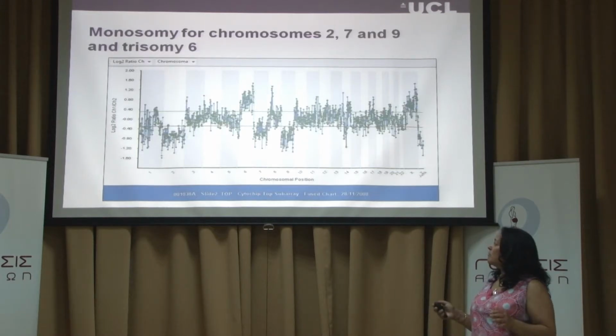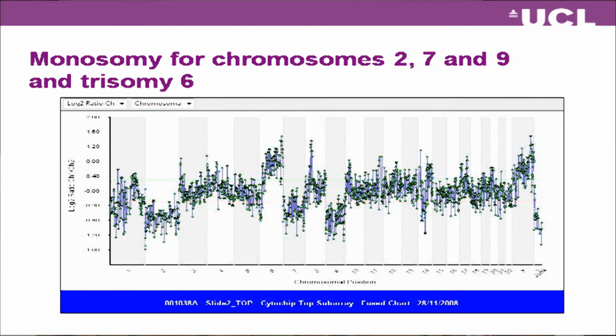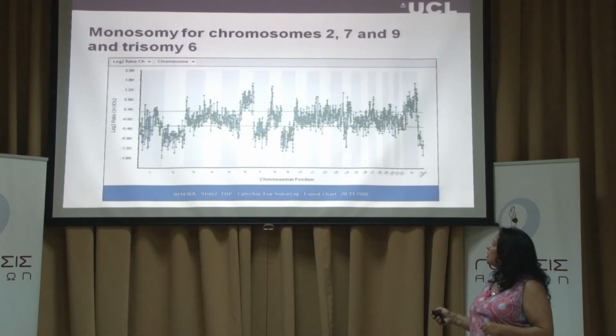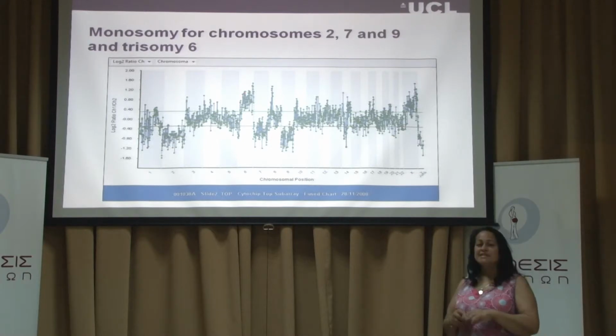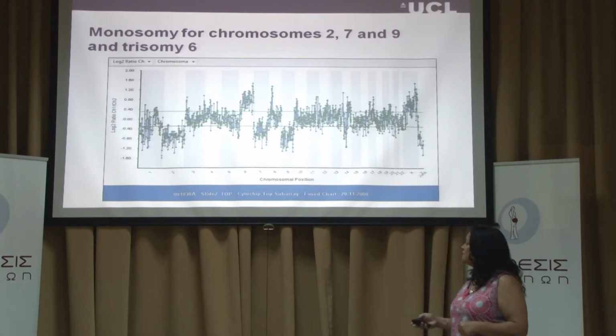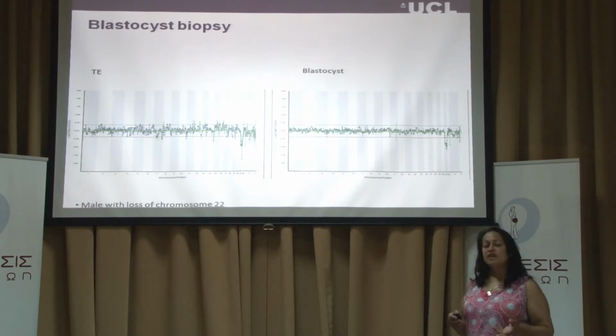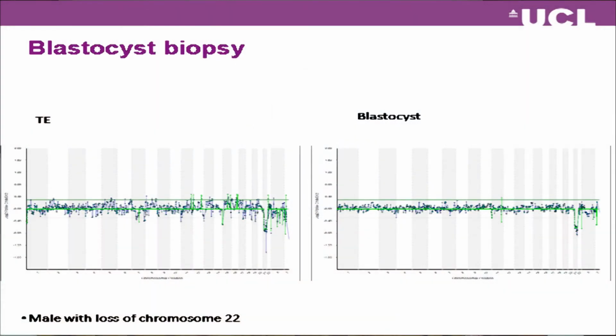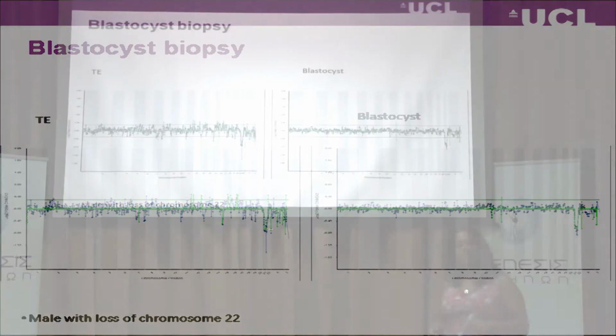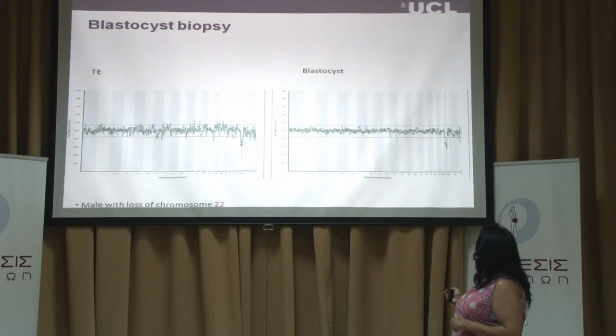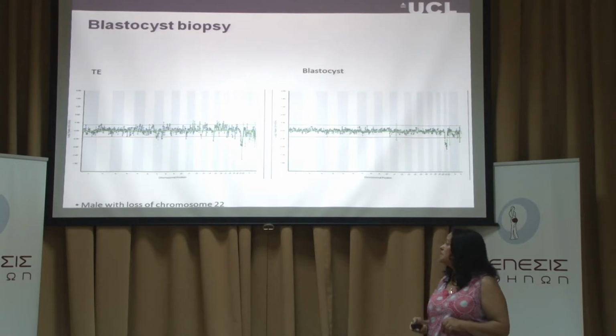This is from an embryo where everything was obviously totally crazy. It's actually monosomy for 2, 7 and 9, so there's loss of 2, 7 and 9, and trisomy 6. But when there are so many abnormalities, it's actually got much more noisy. And this is one of the first blastocyst biopsies that we did and used an array. So here was the trophectoderm biopsy that we did that showed a loss of chromosome 22 and that it was a male. And because it was abnormal, we kept the blastocyst and then we did the array CGH on that, and we confirmed that it was a male embryo with a loss of chromosome 22.